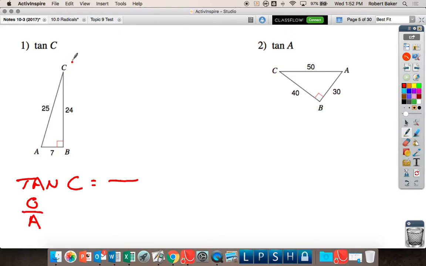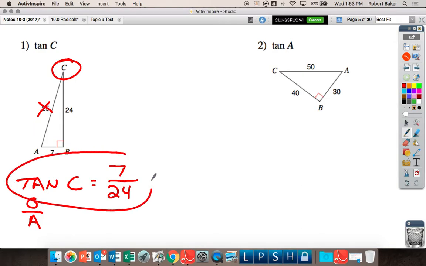So I have to go color in C. What is opposite of C? Mallory. I think it's the 7 or the 24? 7. The 7 is opposite. And which one's the adjacent? 24. Guys, the good thing about tangent never, ever, ever uses the hypotenuse. So you can cross it out so it doesn't distract you. Tangent does not have a hypotenuse. Tangent is just opposite over adjacent. This is the only answer I care about right here. That's what we're after today.